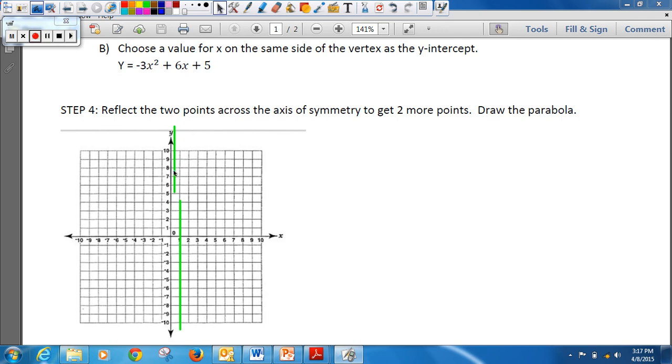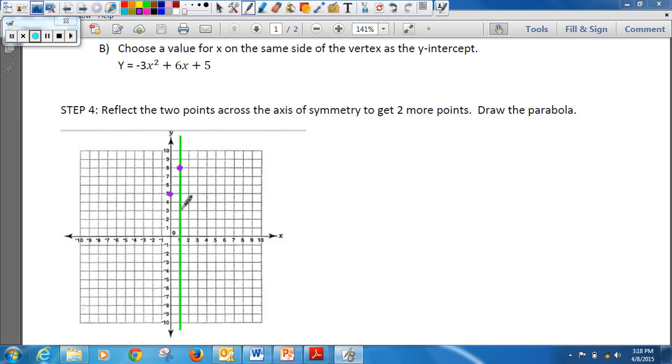So x equals 1 is our axis of symmetry. We then found the vertex to be at 1, 8. We said since a was negative, it's opening downward. We found our second point to be 0, 5.